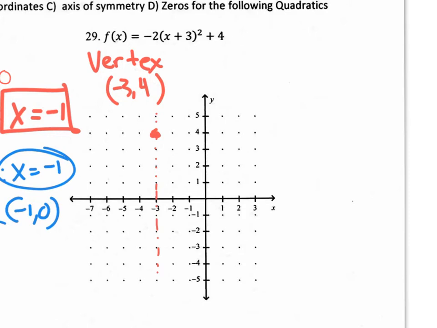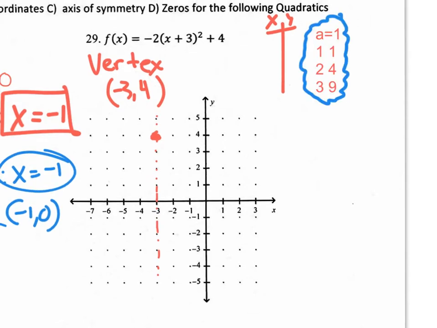Now, you could always go to the traditional XY table to find more coordinates. So you could plug in a number for X, work out the math, get a number for Y. But I'm not going to waste time doing that because I know that the A value of 1 has a pattern of 1, 1, 2, 4, 3, 9. But this A value is definitely not 1. It's actually -2. So I need to modify this A value of 1 to become the A value of 2. Who cares about the negative? Because all that means is that it's going to be opening down instead of up.